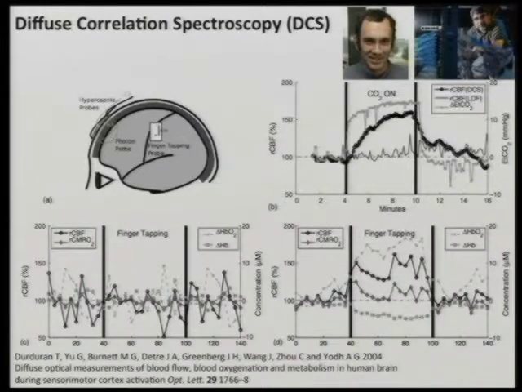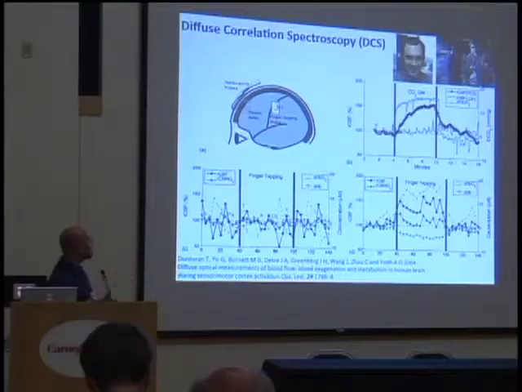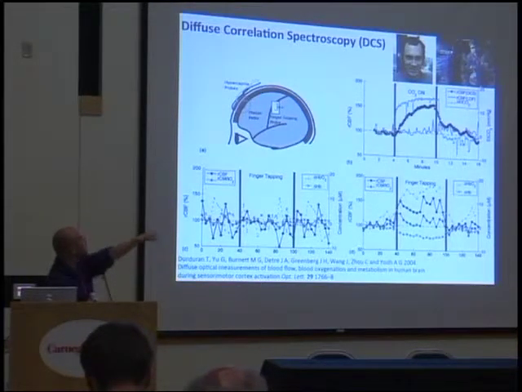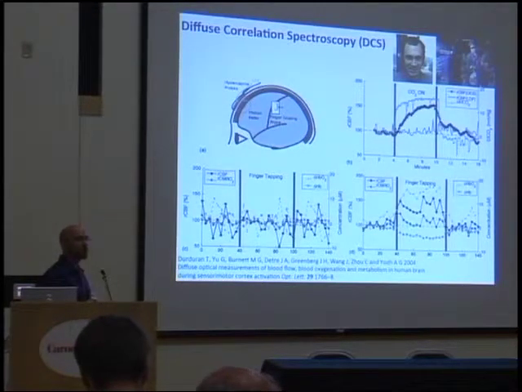And so this was a proof of concept from Arjun Yodh's lab, who's at UPenn, who showed that they could actually measure blood flow in the adult human brain during a finger tapping and a hypercapnia experiment. And since then, we've correlated this with MRI to show that the method agrees quite nicely with the blood flow response you get with MRI.